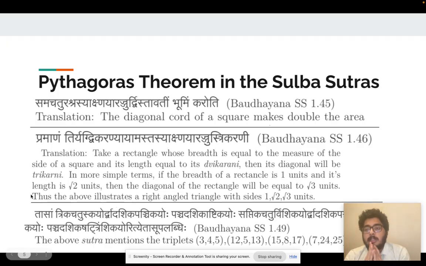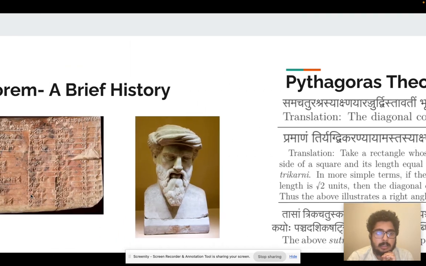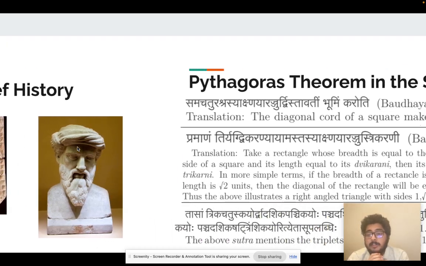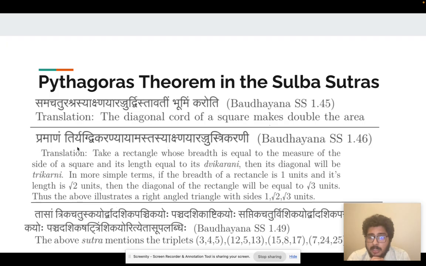Now, what is interesting is, recall that when we talked about triplets here, we talked about the triplets 3, 4, 5 and 6, 8, 10 that are found in the Chinese as well as in the Egyptian and Babylonian manuscripts. They are all integral Pythagorean triplets, which can be observed through construction. But this case of 1, root 2, and root 3, which is found in the Sulba Sutras in India, is an irrational Pythagorean triplet. It is not right to call it a Pythagorean triplet because they are not strictly integers.